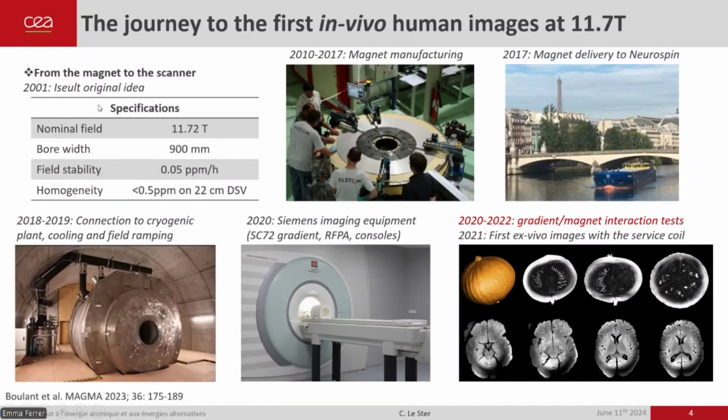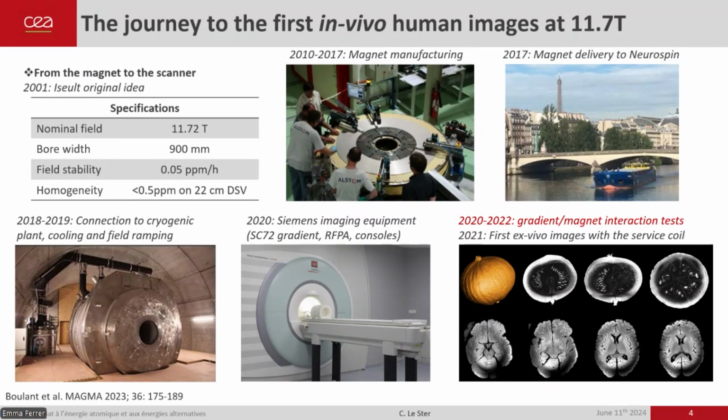There were a few years of research and prototyping, and then from 2010 to 2017, the magnet was manufactured in a factory in the east of France called Belfort. Then the magnet was delivered to Neurospin in 2017. For the next 2 years, the magnet was connected to the cryogenic plant, cooled, and the field was ramped up to 11.7 Tesla for the first time. The next year, Siemens brought its imaging equipment with the SE72 gradient, the RF cabinets, and the consoles.